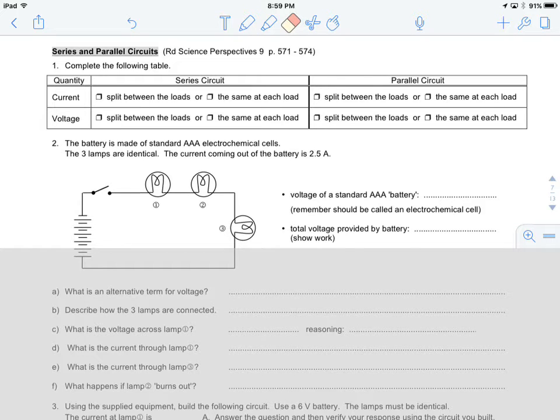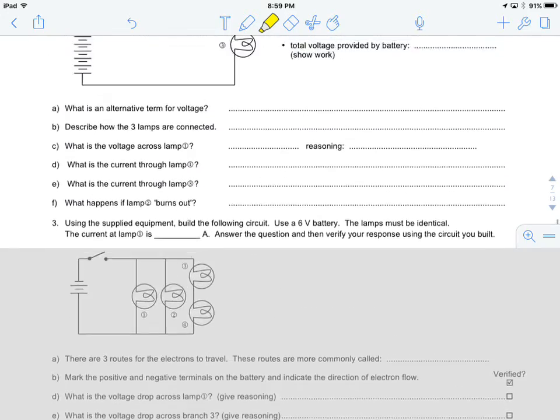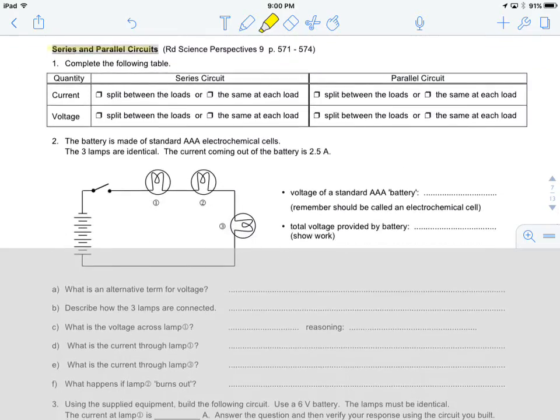So we're going to talk a little bit about series and parallel circuits. Whenever we do an activity like this in class, people often get a little bit lost along the way, so we're going to recap and make sure that everyone is on the same page. We're going to go through this relatively quickly because we've seen a lot of this in class already.